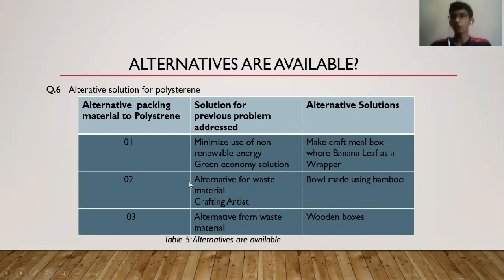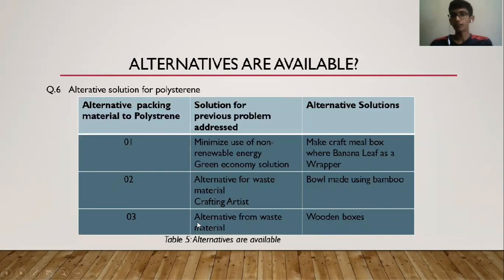And the second alternative, instead of packing material polystyrene, is an alternative from waste material and craft artist, where the bowl is made using bamboo trees and bamboo leaves are used to solve the problem regarding the packing material instead of polystyrene.